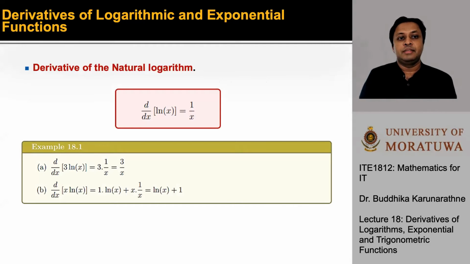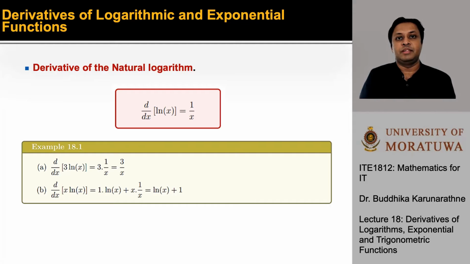We will first look at the derivatives of logarithmic and exponential functions. First, taking a look at the derivative of the natural logarithm, denoted by ln x. d over dx of ln x is equal to 1 over x. This is the defined derivative of the natural logarithm, which is an important concept when you move forward with differentiating functions and combinations of functions.